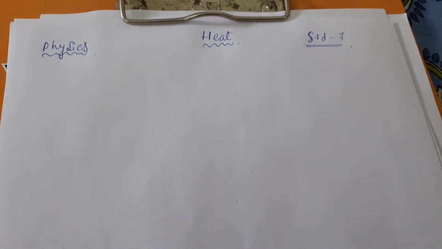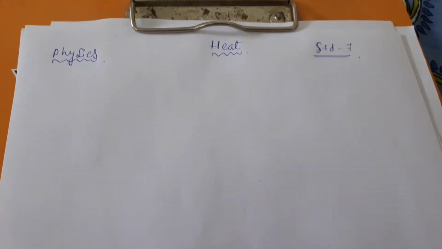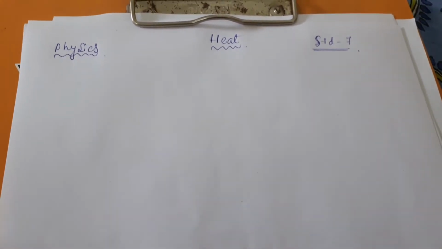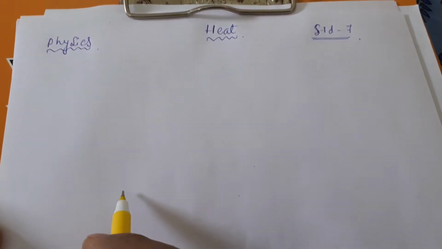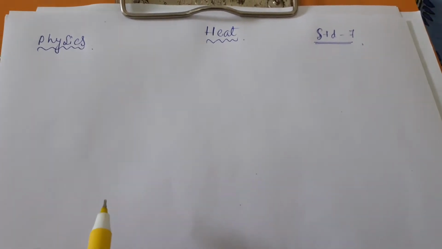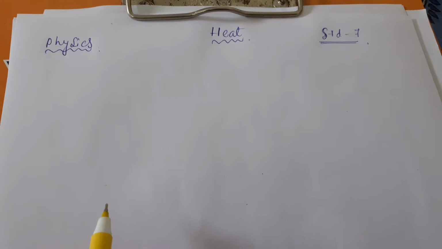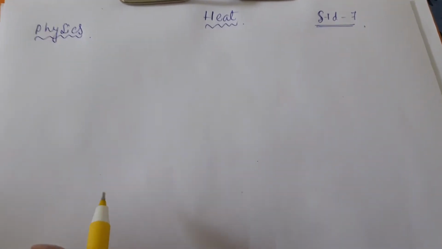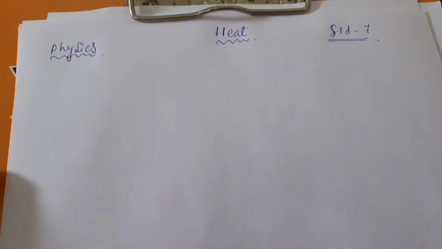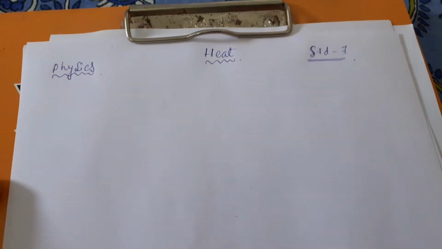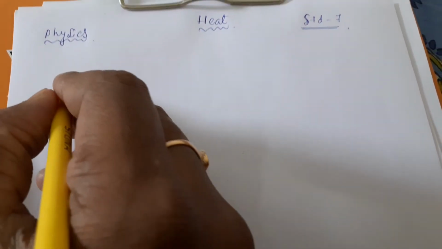Today we'll continue the same chapter, heat. We have already discussed that heat is one type of energy, the flow of heat, and the factors on which the heat required to raise the temperature of a body depends. These things we have already discussed. Now, the unit of measurement of heat and energy. So that is the portion here.